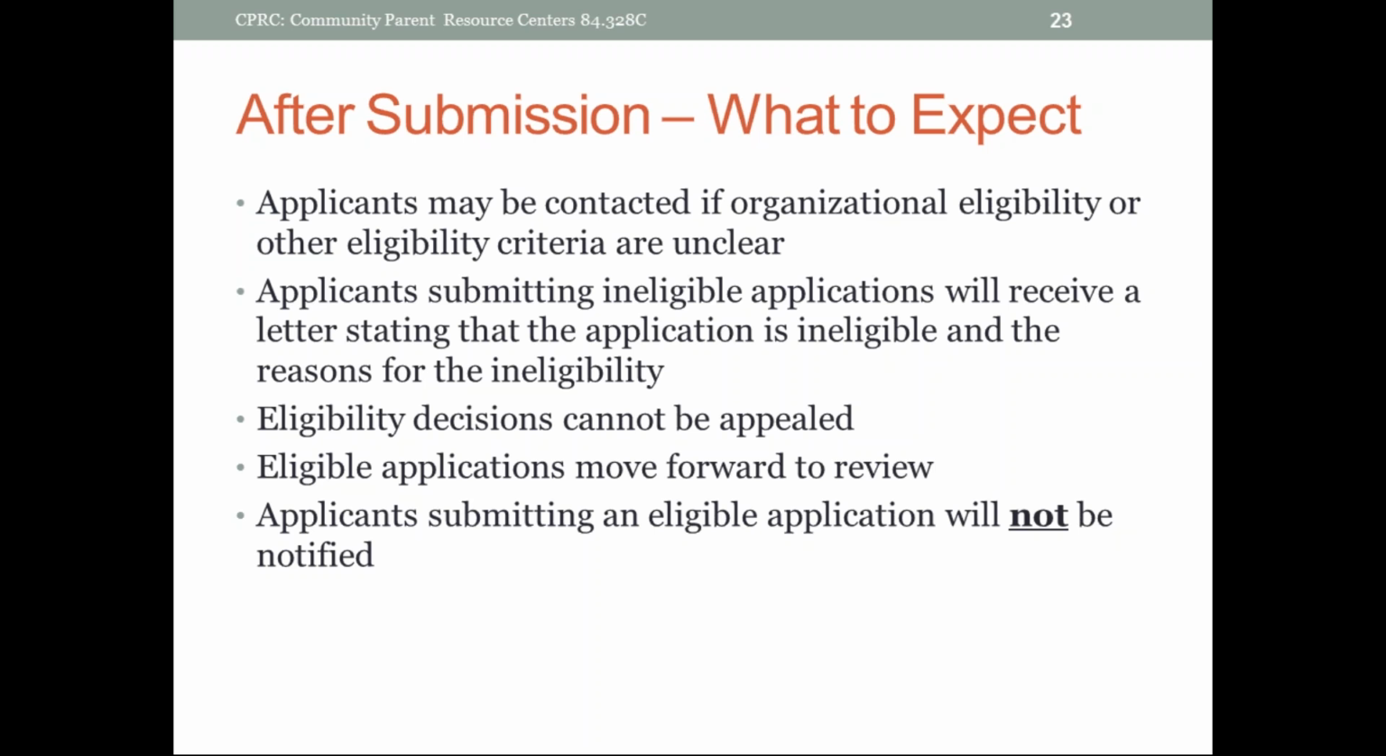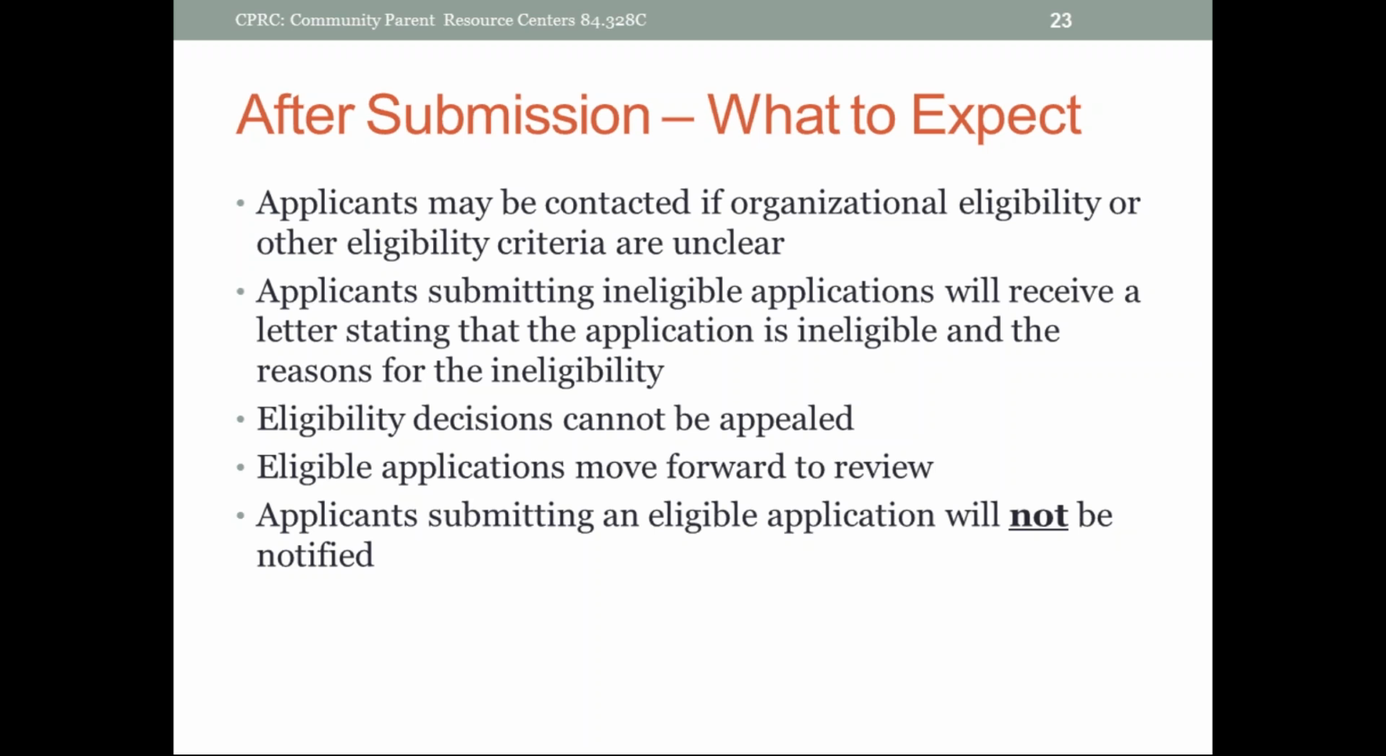So it's really important that you be as clear as possible in your application that you are an eligible organization and how you're an eligible organization, by pointing out who's on your board and how they represent the local community, how they're majority parents, and also what your mission as an organization is, to make sure it's in keeping with this mission.